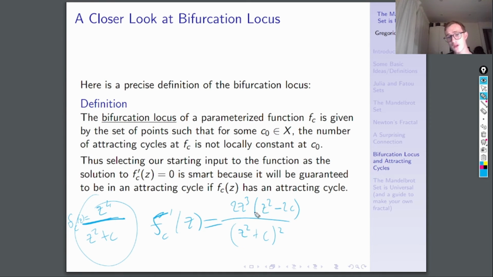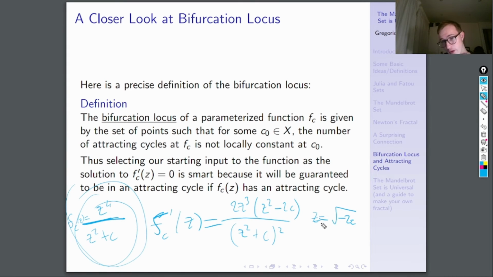So, when does this equal 0? Well, this equals 0 when z equals 0, but that's not interesting because that will always just go in a loop. So, where's the other root? Well, the other root is when z equals the square root of minus 2c. Of course, we can also start with minus that, but that's obviously going to give us the same thing anyway.